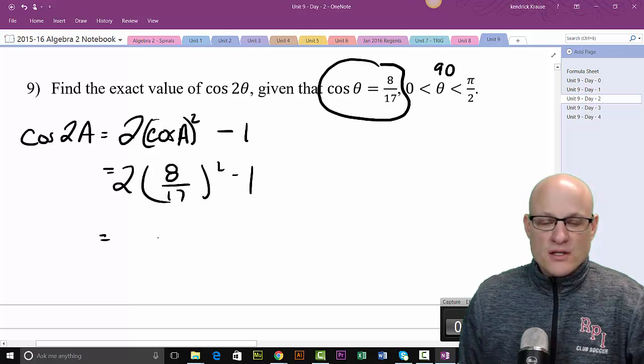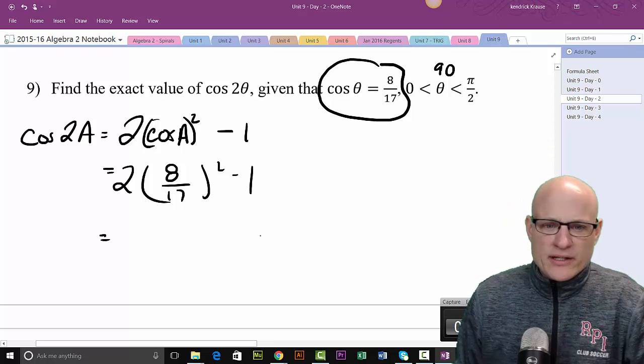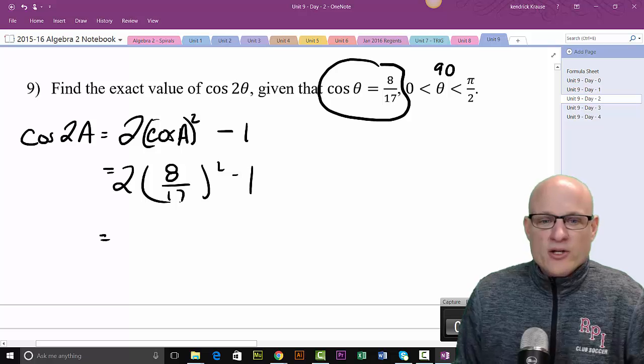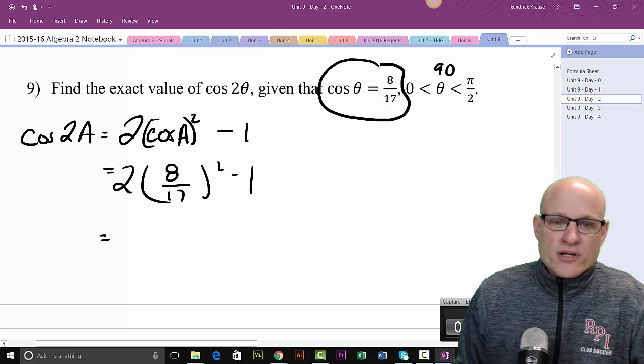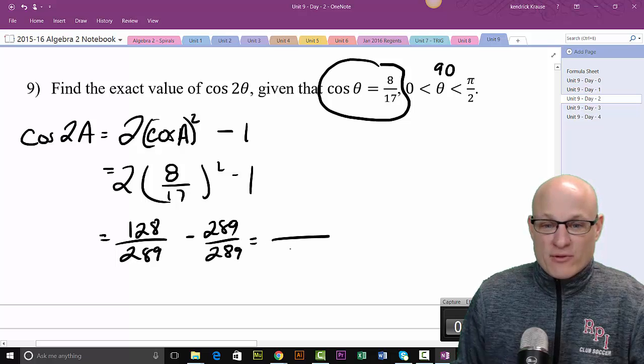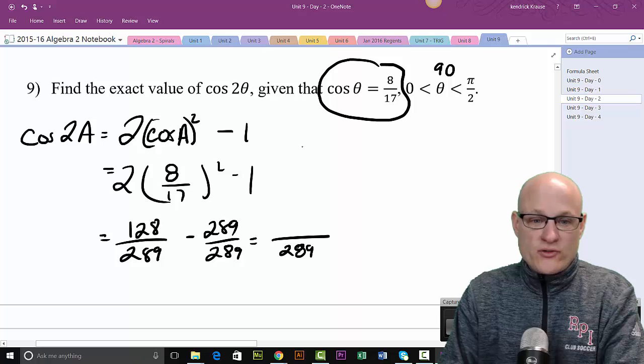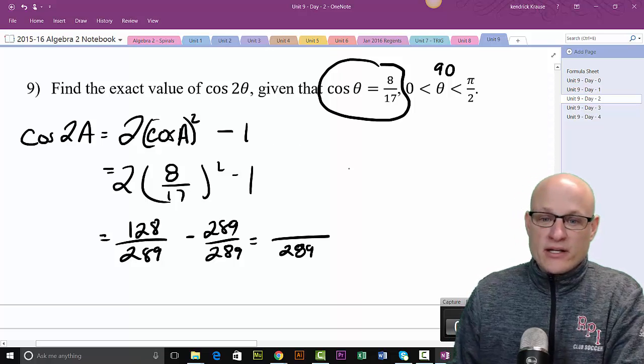I could type that in my calculator, but that's 289. Let's see, I'm going to do this in my head. 289, that's 64 over 289. 128 over 289 minus 289 over 289, which of course everybody knows is 289. 128 minus 289 is negative 161. Negative 161 over 289.